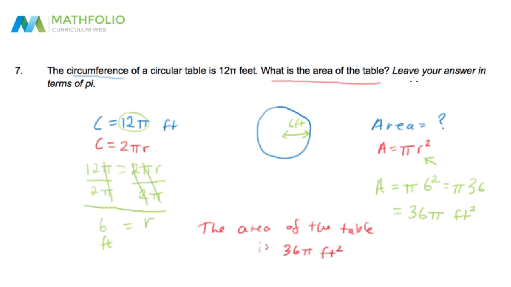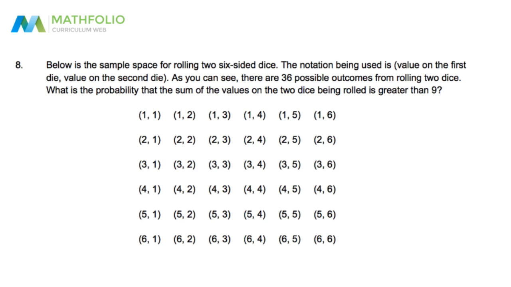And we can only leave it like this because it says leave your answer in terms of pi, which means we can leave the pi in there. If it didn't say that and we got to 36 pi, we would then multiply 36 by either 3.14 if we're allowed to round, or by the pi button on our calculator, and it would then give us our answer without pi.